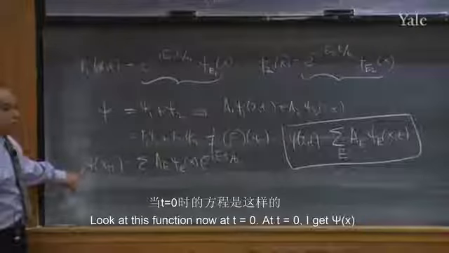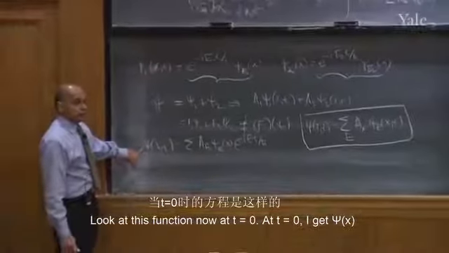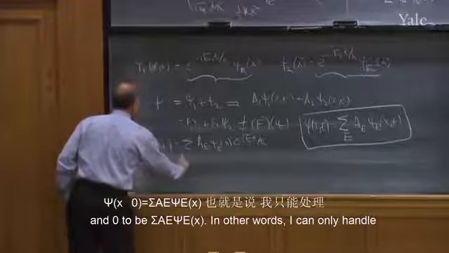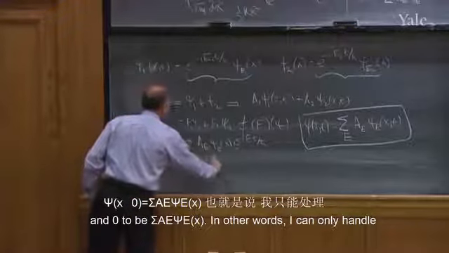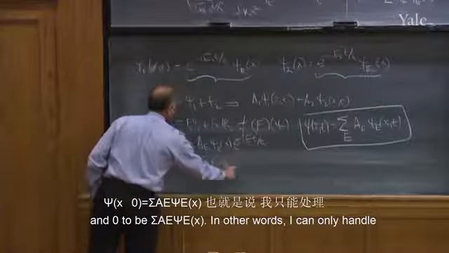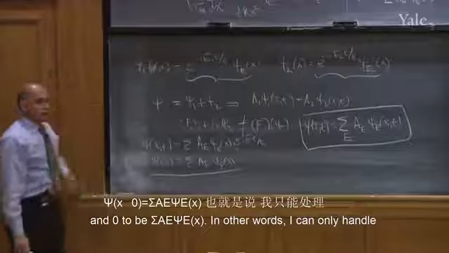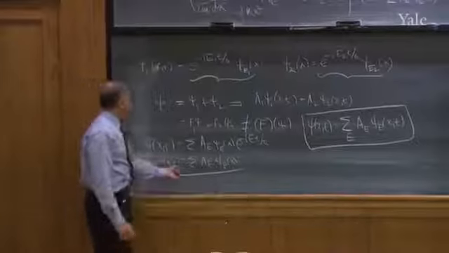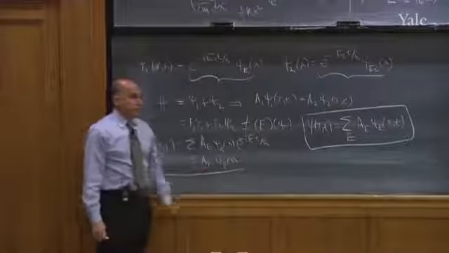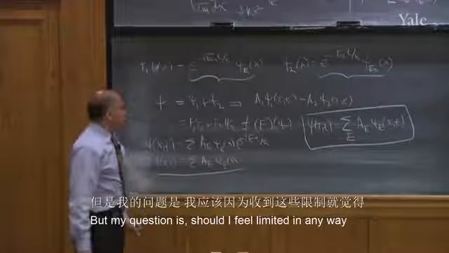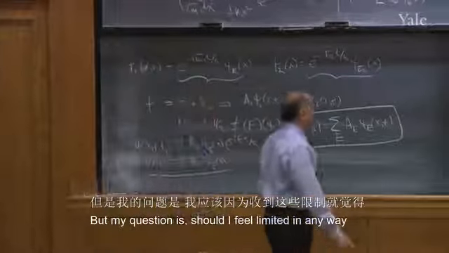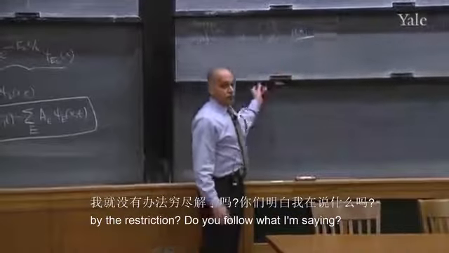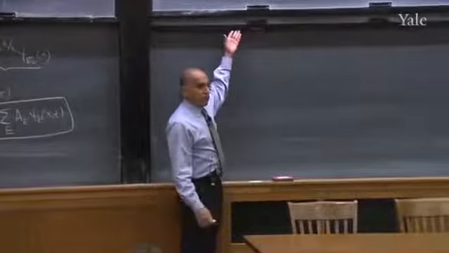Look at this function now at t equal to 0. At t equal to 0, I get psi of x and 0 to be sum over e, a sub e, psi sub e of x. In other words, I can only handle those problems whose initial state looks like this. But my question is, should I feel limited in any way by the restriction? Do you follow what I'm saying? Maybe I'll say it one more time.